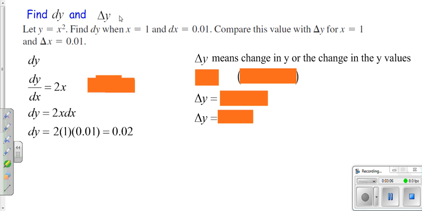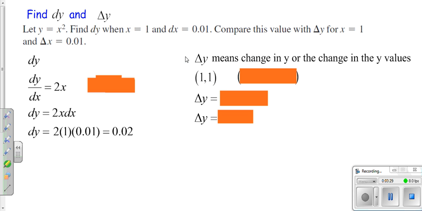Then we also want to compare that to delta y. Delta, remember, means change. So we're looking at the change in the two y values between our two points. And you're like, two points? I don't see two points. I know x is 1, and if I plug in 1, I get 1. So that's my first point. Yes, that's your first point.